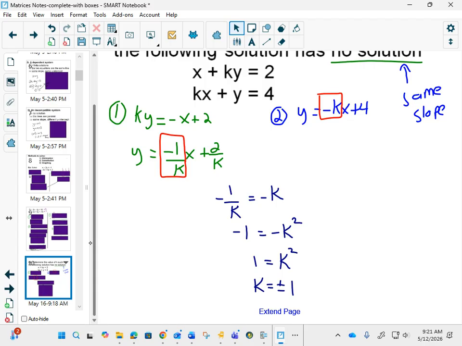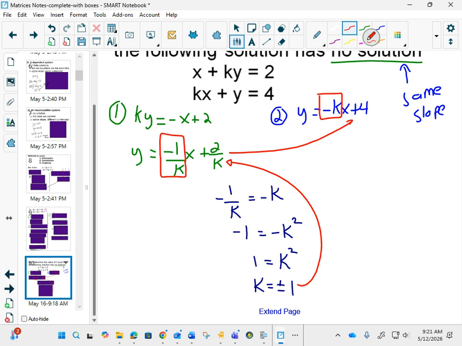What would be fascinating in this question is that when I said the y-intercept doesn't matter, it mostly doesn't matter. However, if you plug this k into here and these two y-intercepts happen to be the same, then they would be the same line, right? And you would have infinite solutions. So I do have to check to make sure that neither of those plugged in would give me infinite solutions.